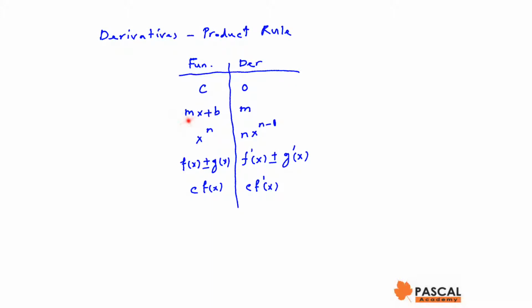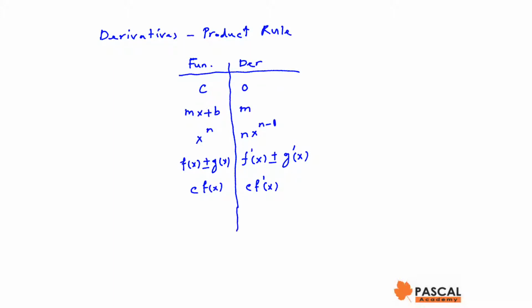The derivative of f of x equals mx plus b is m. The derivative of x to the n is n x to the power of n minus 1. The derivative of addition or subtraction of two functions is addition or subtraction of the derivatives of the functions. The derivative of a constant times a function is the same as the constant times the derivative of the function.